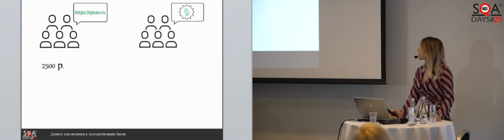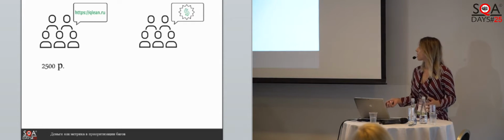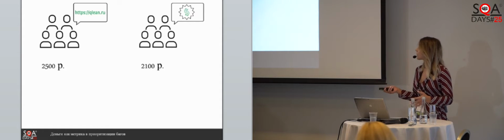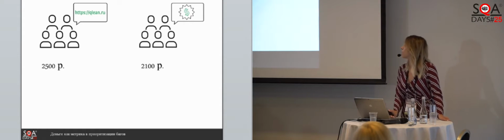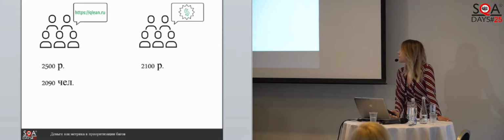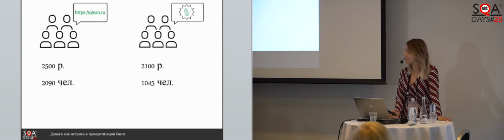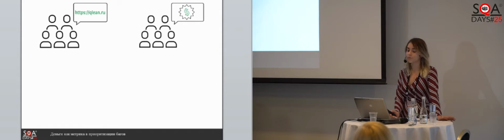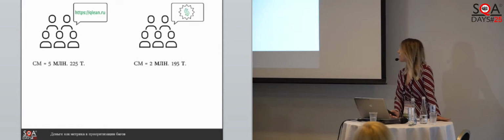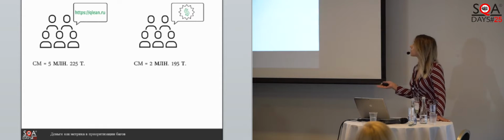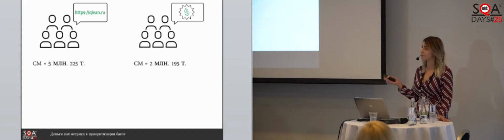I also calculated that from one user who came on their own, we get 2,500 rubles net profit. And the user who came through the discounts program brings only 2,100 because there were some discounts. We lost some money. But the first group was 2,090 persons who came in total, and the second was less. So with the first group we get a margin of 5 million, and with the second 2 million. So the difference is quite big.